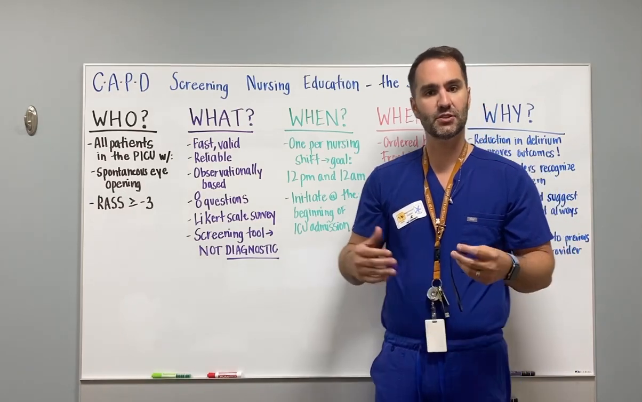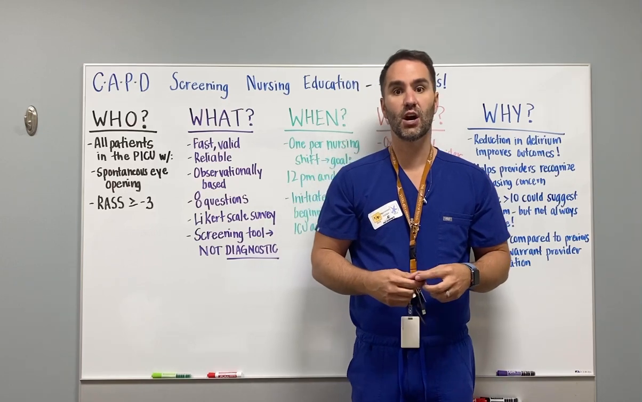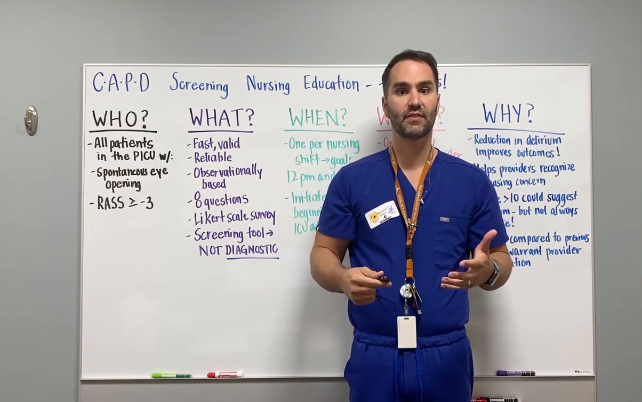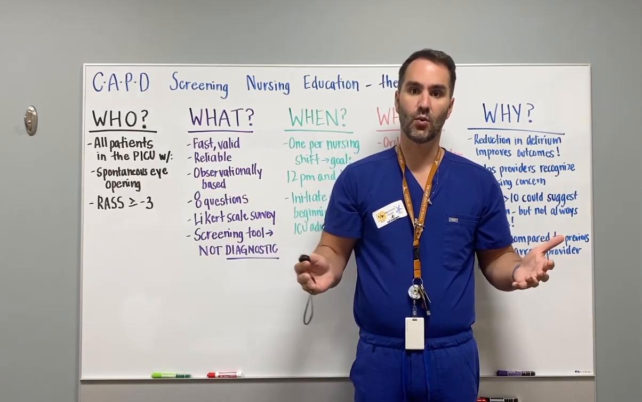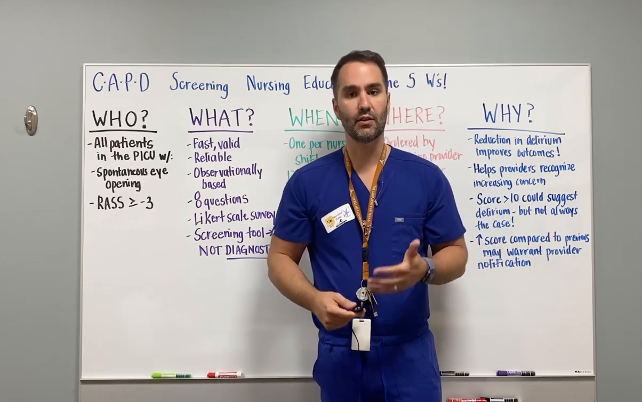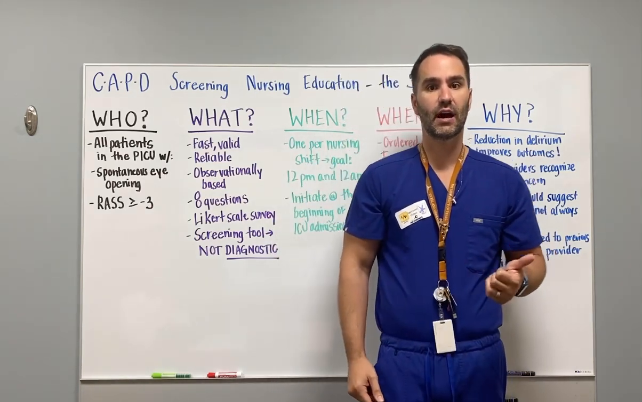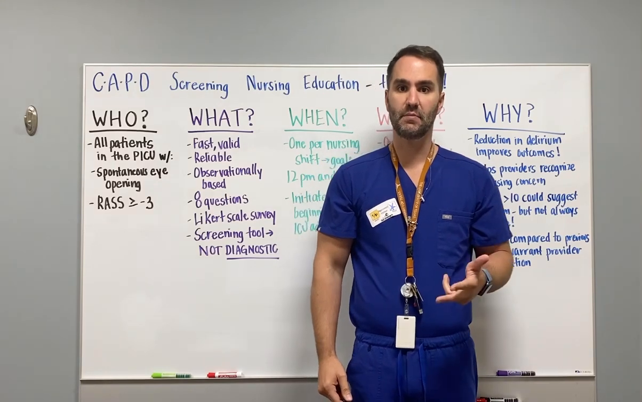To get started, let's just review. Delirium is a metabolic encephalopathy that occurs on a waxing and waning spectrum. There are three main types of delirium. There are hyperactive, hypoactive, and mixed.